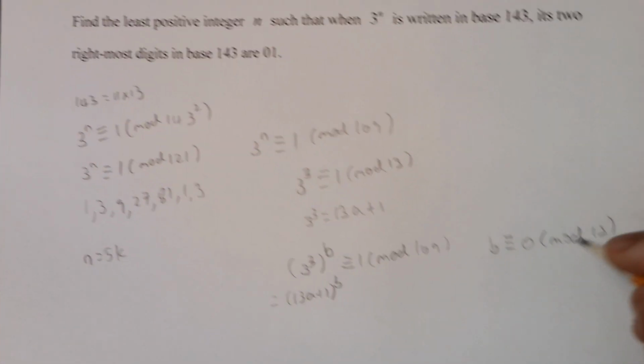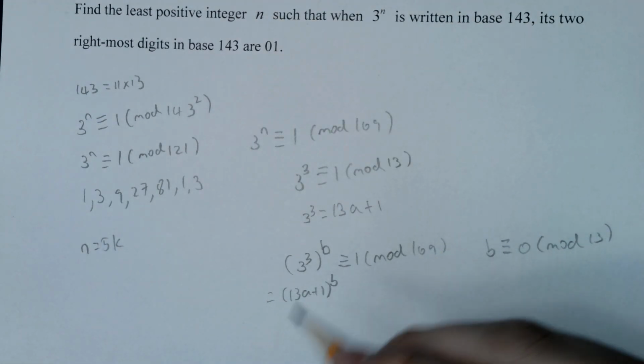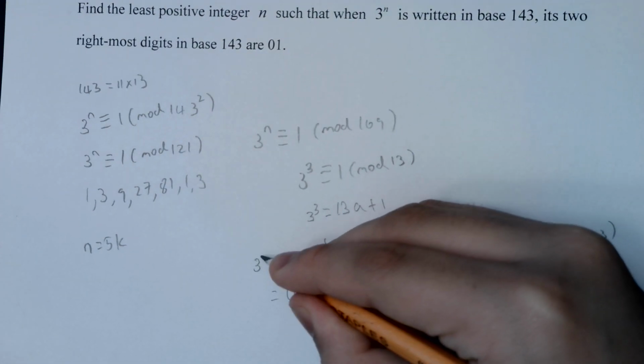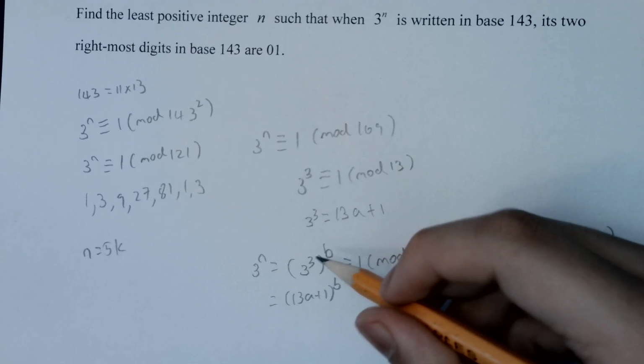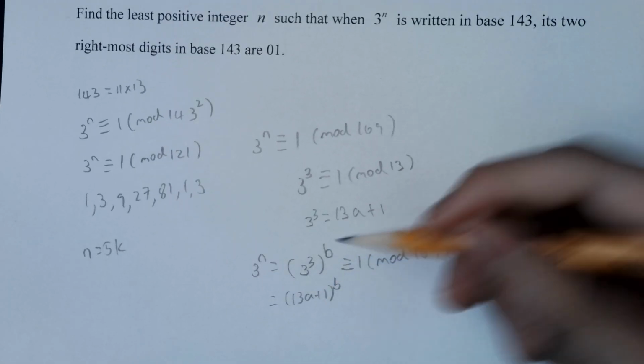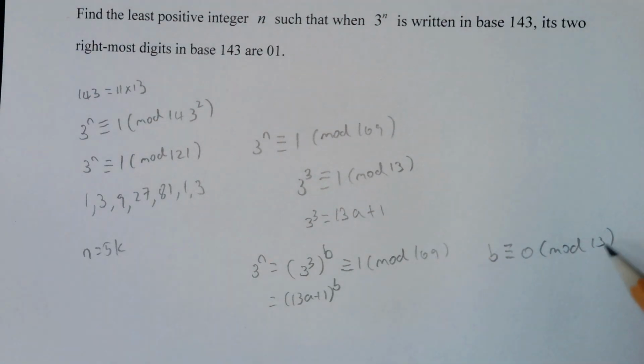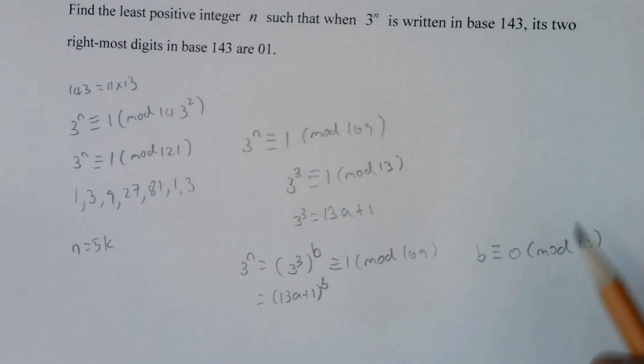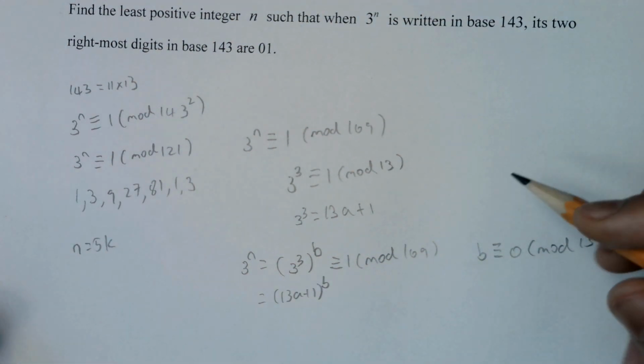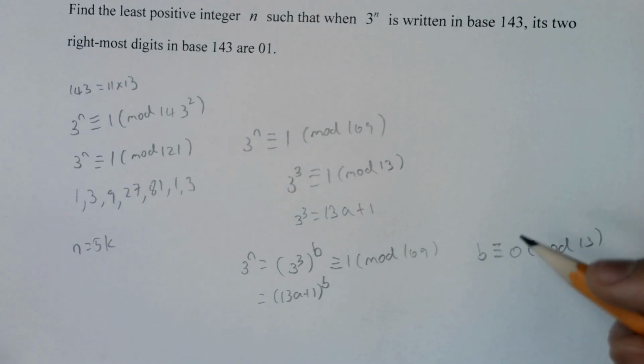I'll break this down really quickly. As you can see here, this should be equal to 3 to the power of n, and I've basically just replaced it with 3 to the power of 3 to the power of b. Now we can solve this, knowing that b has to be equal to 0 modulo 13. From this we can plug in what b could be, so 0, 13, and 26. Obviously b can't be 0, as we can't have n equal to 0. So we have b equals 13, and after plugging in, you'll see that it works.